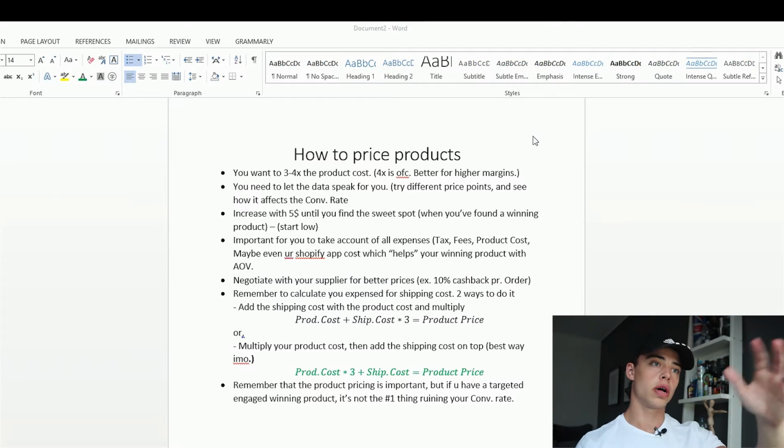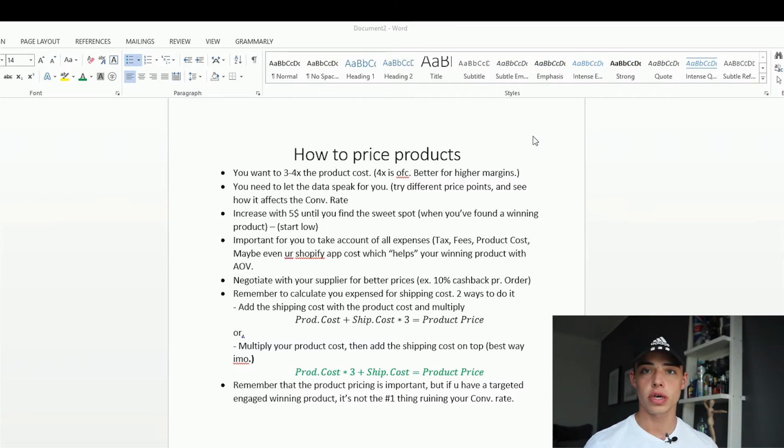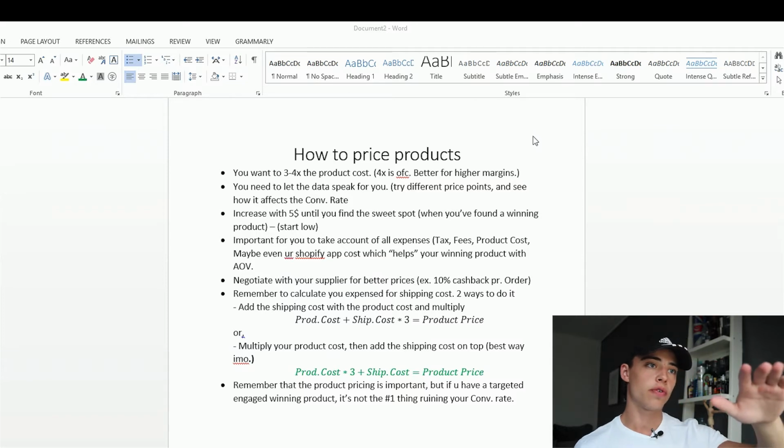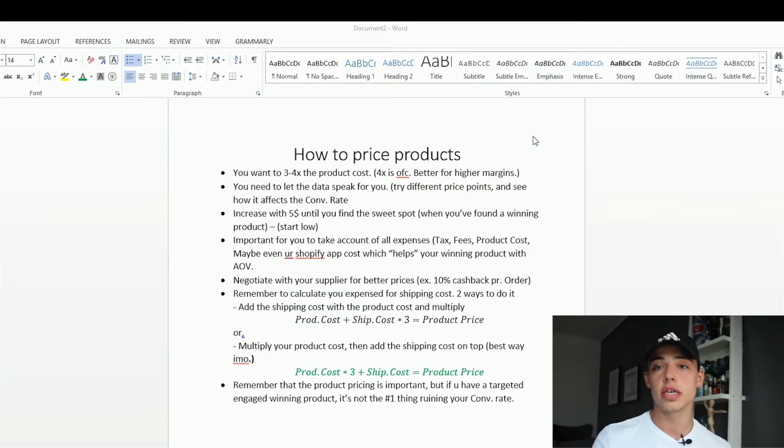So I got some notes about how you go ahead and price your product. What you want to do is 3 or 4x the product cost from your AliExpress supplier. So you want to 3 to 4x the product cost. 4x is of course better for your higher margins, but you maybe want to wait with 4x until you find a winning product that you know works.